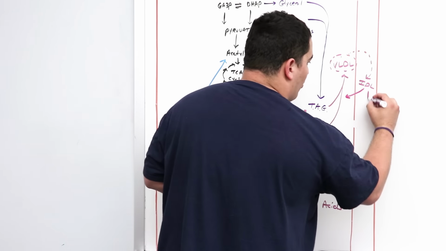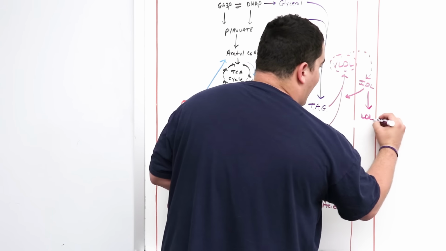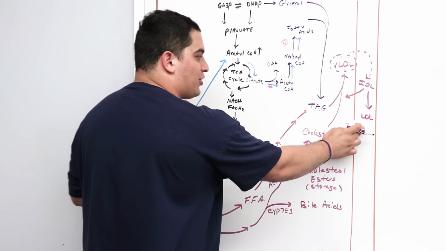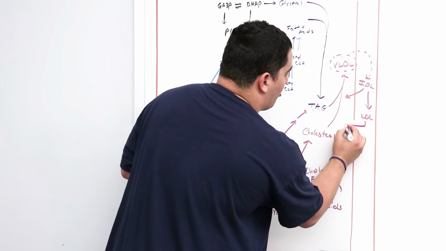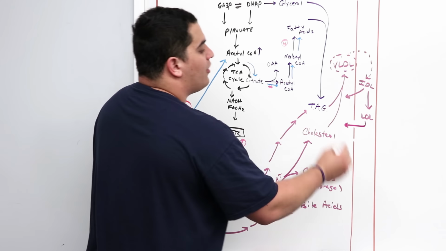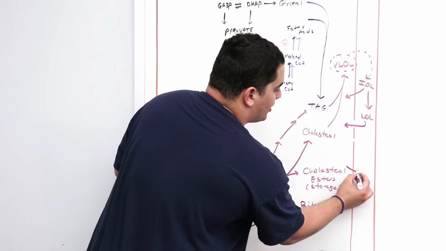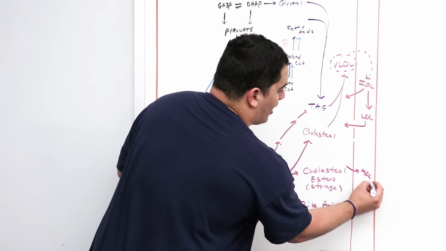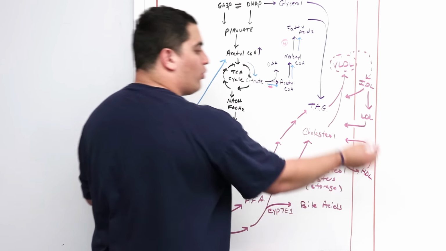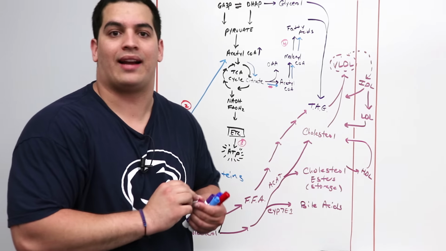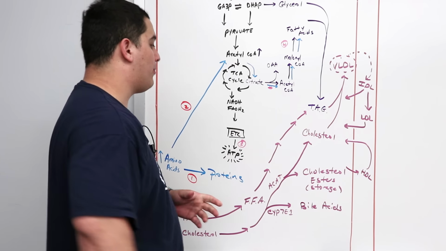Some of the IDL will then be converted into LDL, and we know that LDL will actually take that cholesterol to a lot of different peripheral tissue cells, and the remaining will be brought back to the liver. And then there's one more molecule, we actually secrete out HDL, and that HDL will pick up cholesterol from the peripheral tissues and bring a lot of that cholesterol back to the liver. So that's important to remember.